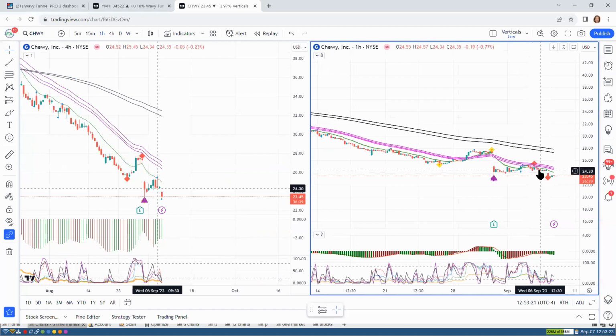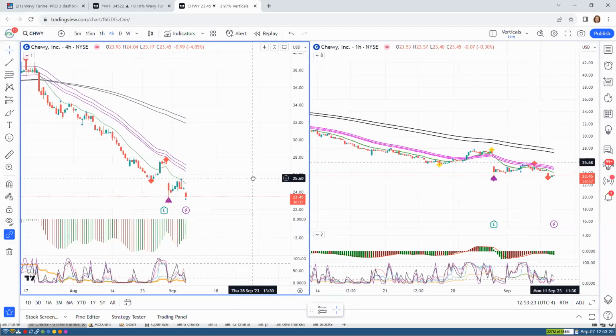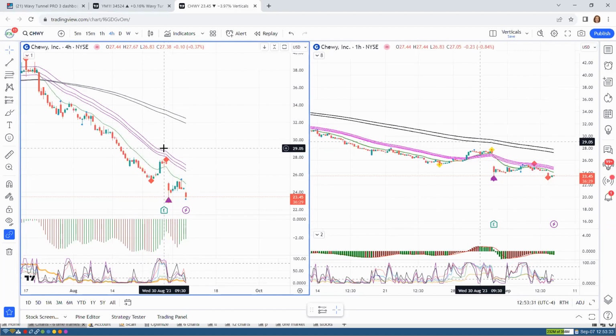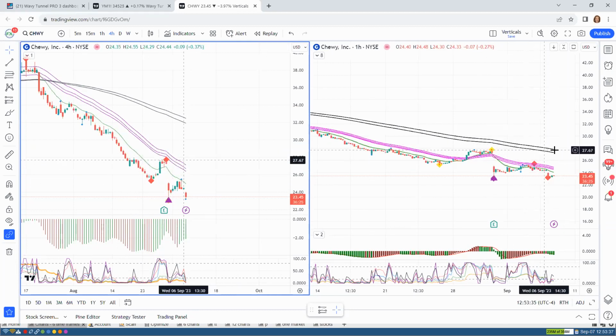So if you wanted to base your decision on the hourly, do you want to sell it here? Not really, because it's extended. You really want to sell up into the wave, right? Up into the wave or up into the tunnel. So are you thinking of buying it or selling it? That's my question for you.